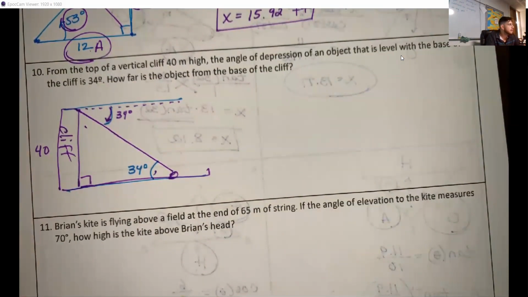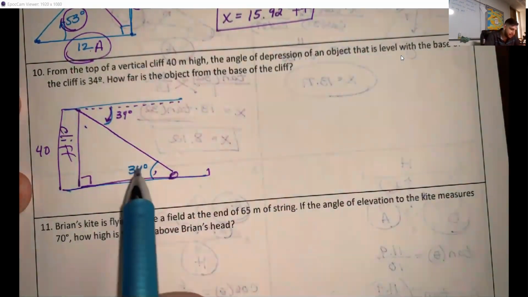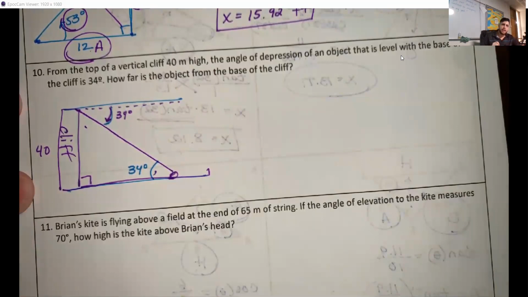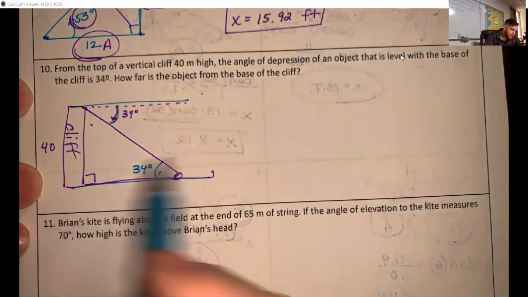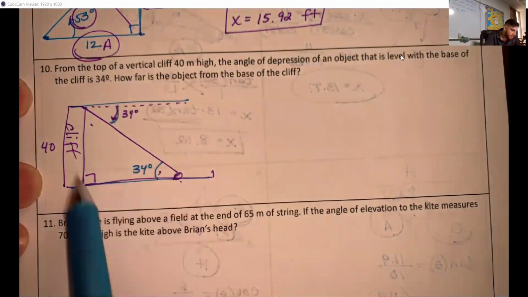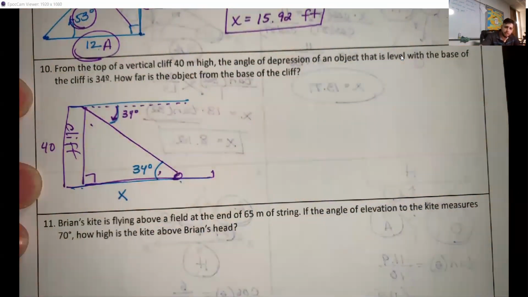Jesus, you guys already forgot. Please. Yes, alternate interior angles. Yes. They're alternate interior angles. All right. And they want to know how far away this object is from the cliff. So I'm going to put X right there.